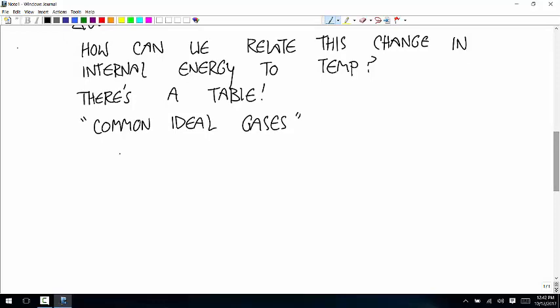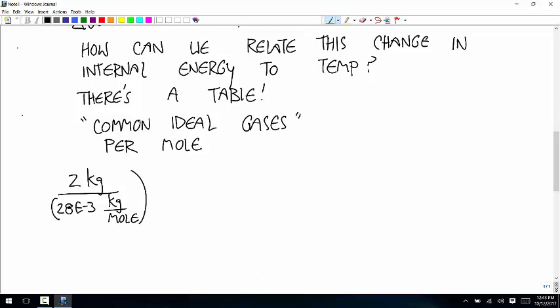Okay, so it's all per mole, so we're going to have to relate these total changes in energy to internal energy per mole. So we have 2 kilograms, and if you divide that by 28 times 10 to the minus third kilograms per mole, you get 71.42 moles.